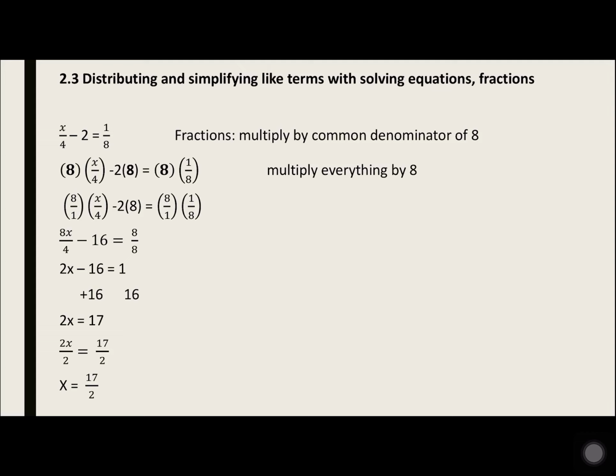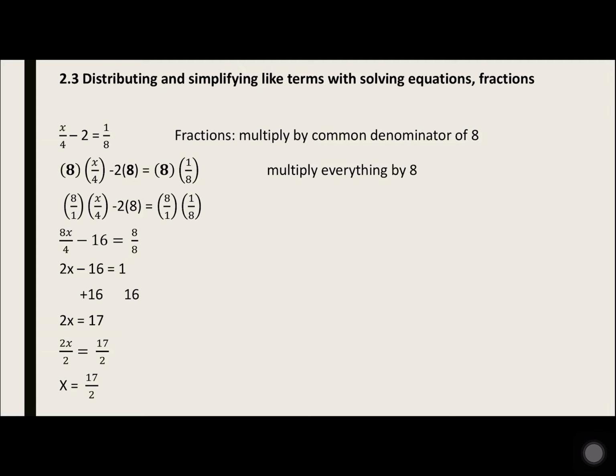Okay, we're going to multiply everything by 8. So you can see in bold, the bold 8s there are what I'm multiplying in everything. So 8 I'm going to turn into 8 over 1 in both of those, except the middle. I'm not doing it in the middle because 2 is not a fraction.